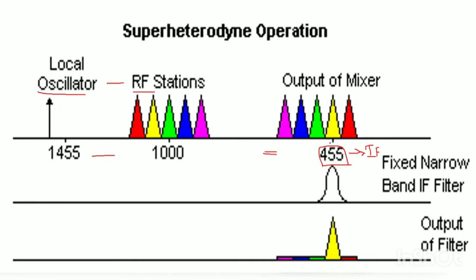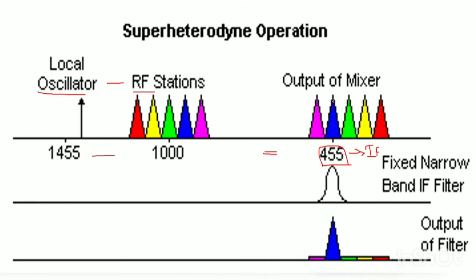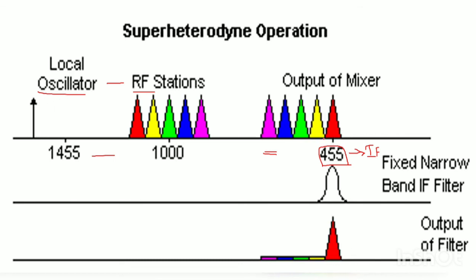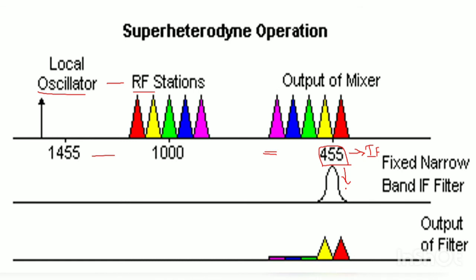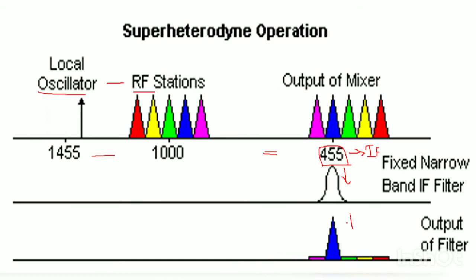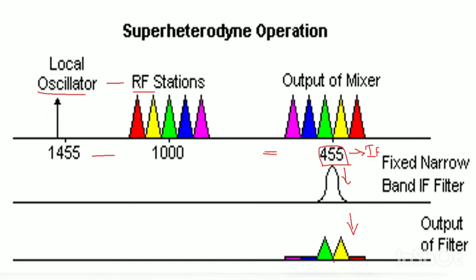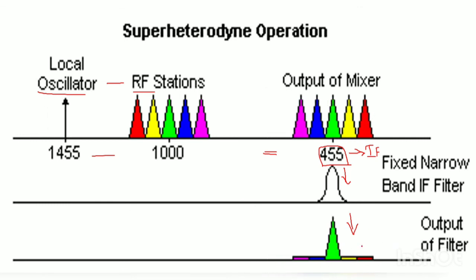Now you can see the output of the mixer, which is at this intermediate frequency, passes into the bandpass filter, and the output of the filter is seen here and the response is obtained.